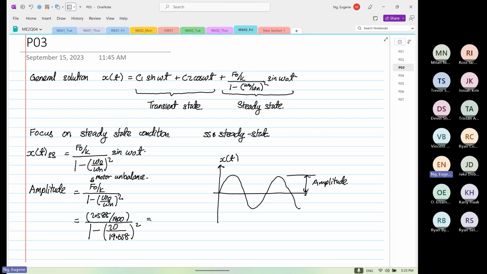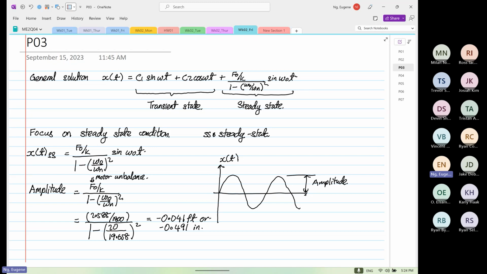2.588 divided by 1800 divided by... So it's equal to minus 0.0 41 feet, or minus 0.491 inches. Okay, so that is the amplitude.